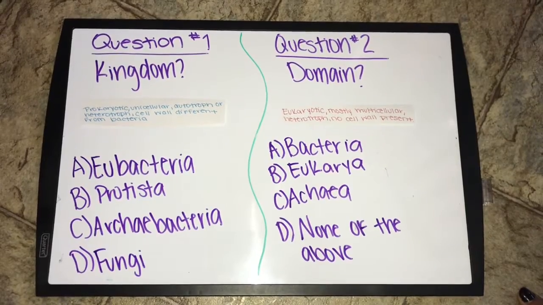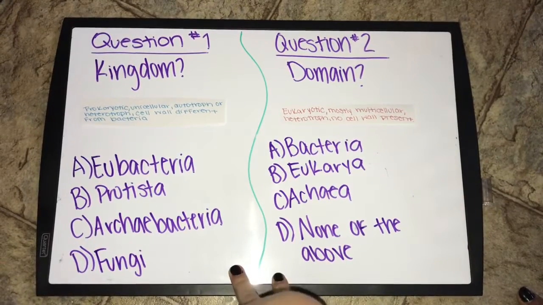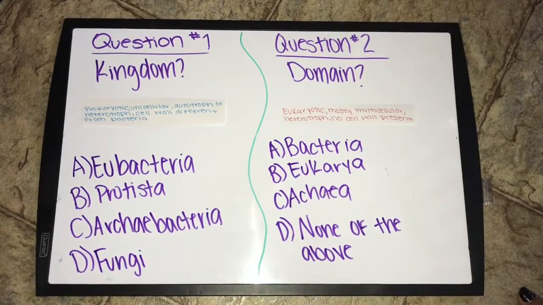Now I have given you two little pop quiz questions to see if you can recognize what kingdom or what domain these major characteristics belong to. So the first characteristic for question 1: it's prokaryotic, it's unicellular, it's autotroph or heterotroph, and the cell wall is different from bacteria.